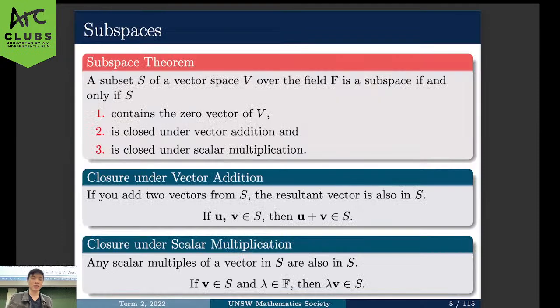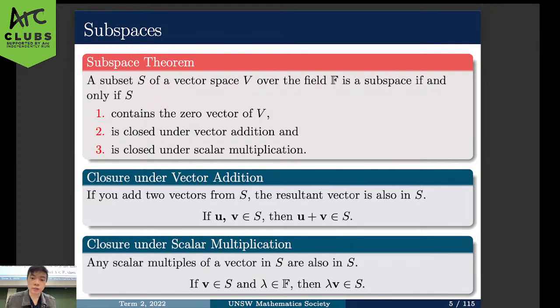get started. So let's start with vector spaces, and the first topic of vector spaces is subspaces. So the main thing we need to know is something called the Subspace Theorem, which essentially says if we have a subset S, which is in a vector space V, and it's over the field F, it would be a subspace if it follows 3 rules. The first rule is that it contains the 0 vector of V. The second is that it's closed under vector addition, and the third is that it's closed under scalar multiplication.